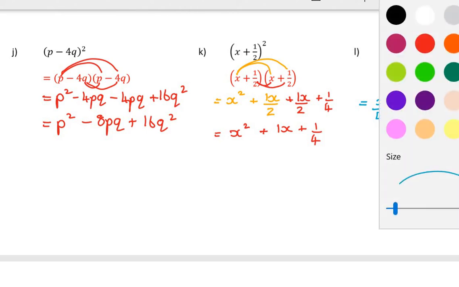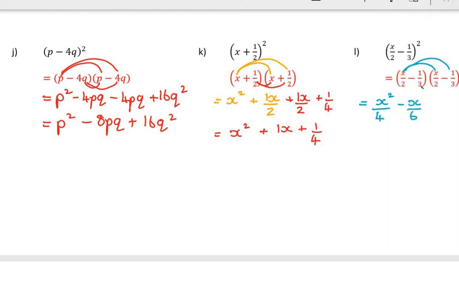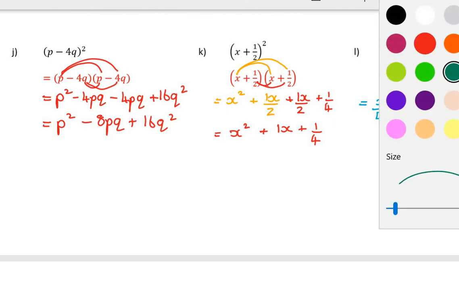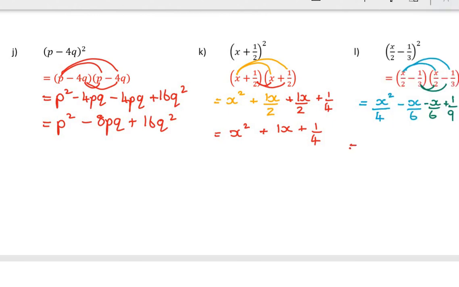Now, fortunately, as per the pattern we've seen, the middle term is also x over 6. And then lastly, it's a negative times a negative, which is a positive. Top times top is 1, and 3 times 3 is 9. Now, all I need to do is add my like terms, which isn't too bad here, because x squared over 4 is not like, and 1 over 9 is like.